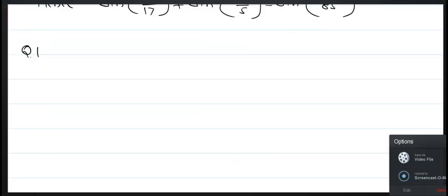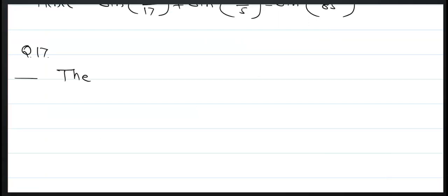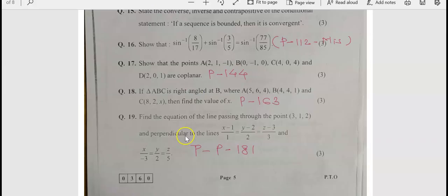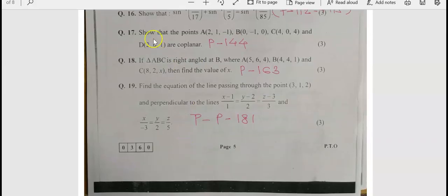Now the next question, question number 17. No, before that we will see the question. Show that the points A (2, 1, -1), B (0, -1, 0), C (4, 0, 4) and D (2, 0, 1) are coplanar. See this answer. It is on page number 144.